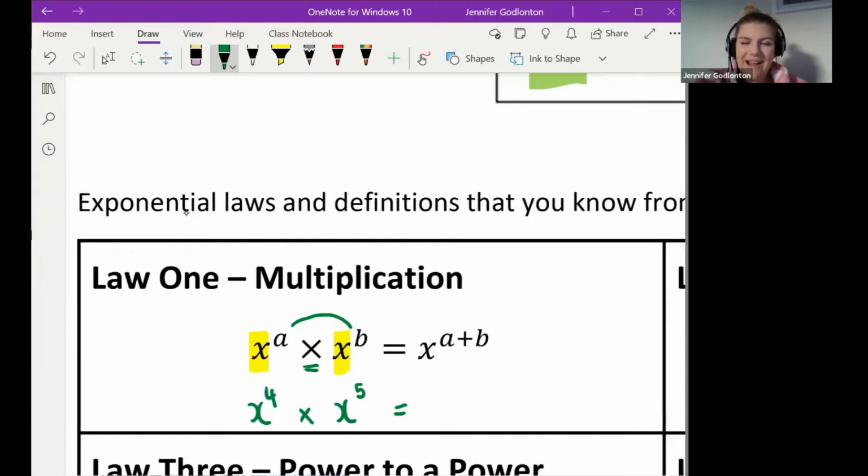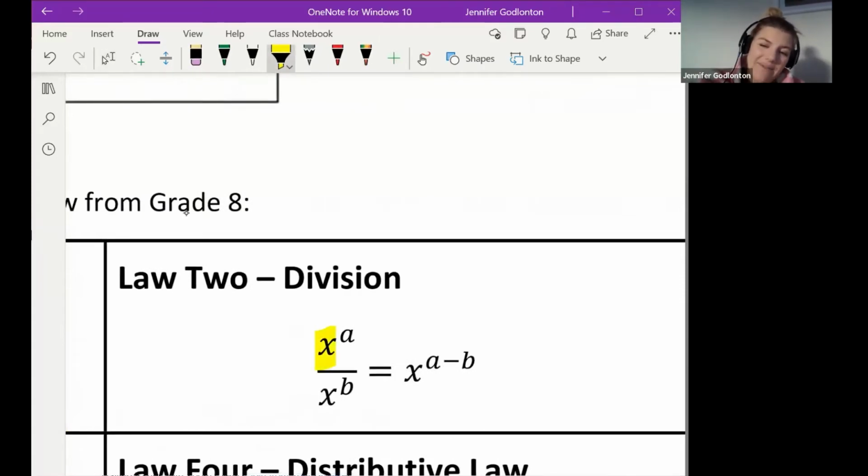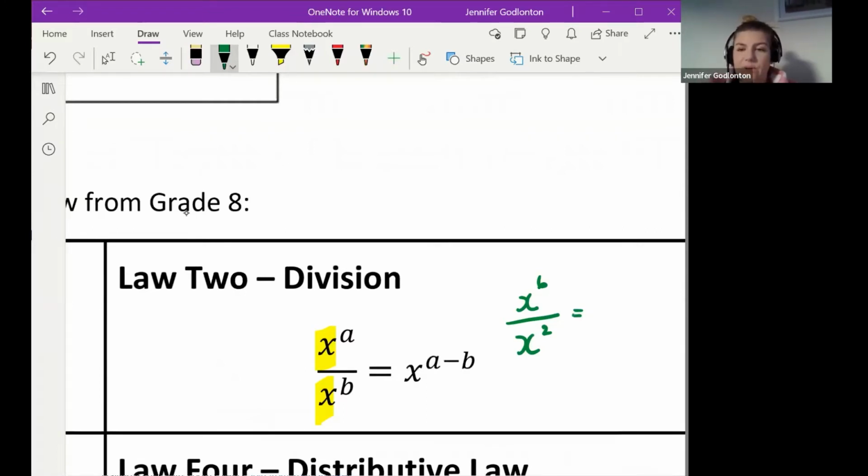There we go. X to the power of 9. Nice. So as long as my bases are the same and I'm multiplying, I add my exponents. Law number 1 is multiplication: when I'm multiplying and my bases are the same, I can add my exponents. Law 2 is when we deal with division. Again, if our bases are the same, which is really important, we can subtract our bottom power from our top power. For example, if I had x to the power of 6 over x to the power of 2, what is that going to be equal to?